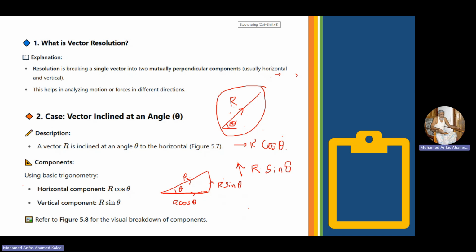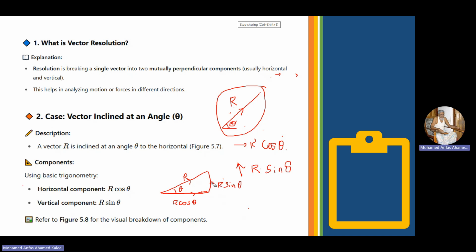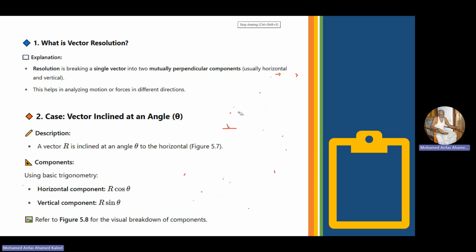When we are doing exercises, it's my suggestion: because if you have different planes, directions and angles, sometimes they will give theta with the horizontal, and sometimes theta with the vertical, so you will get confused. Let's say, for example, two forces are like this. One force is here, R. Let's say the theta is given with the vertical, not the horizontal. Then you will get confused about which one is cos theta.